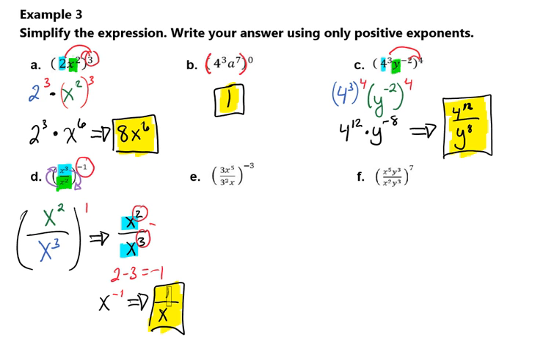We also could have done the subtraction prior to flipping. Let's take a look at letter E.